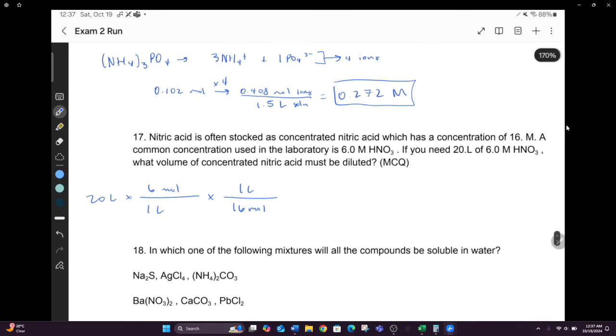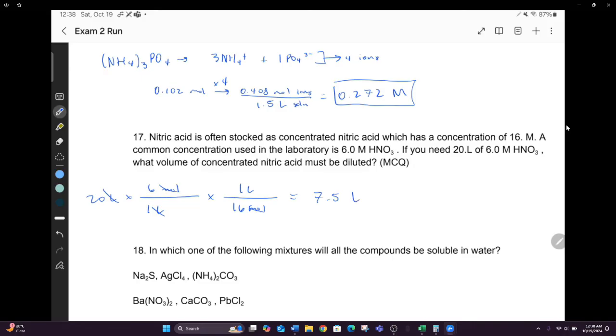Again, what we're saying is we need 20 liters of this concentration of something, but we have this concentration. And so we need to figure out how many liters we need, right? So this liter and this liter cancel out, this mole and this mole cancel out, and our units are in liters. So we know we're moving in the right direction. We do this, and our answer should be 7.5 liters.